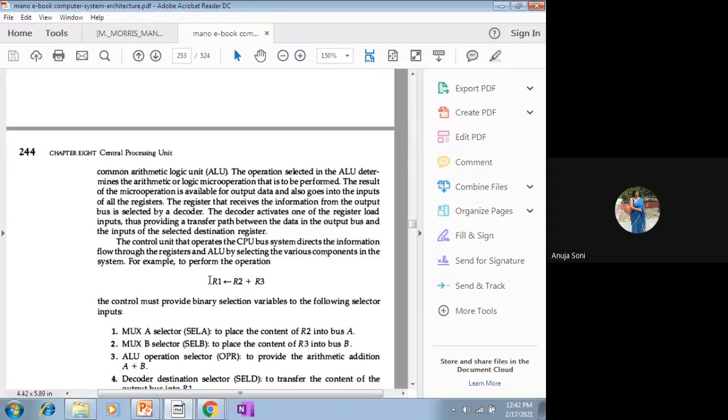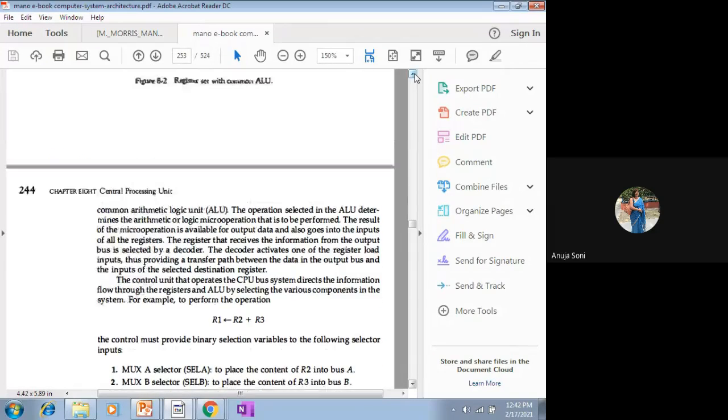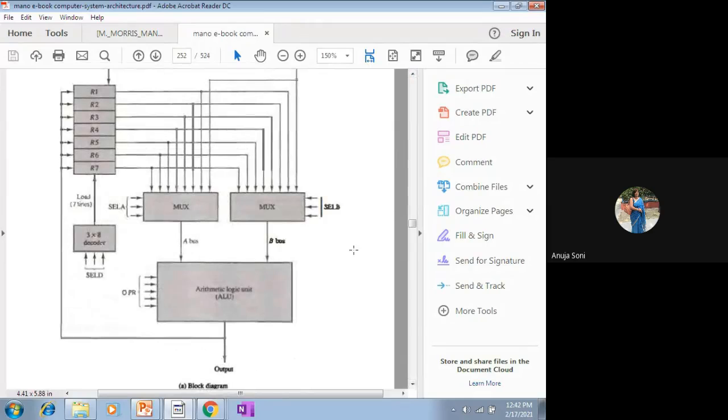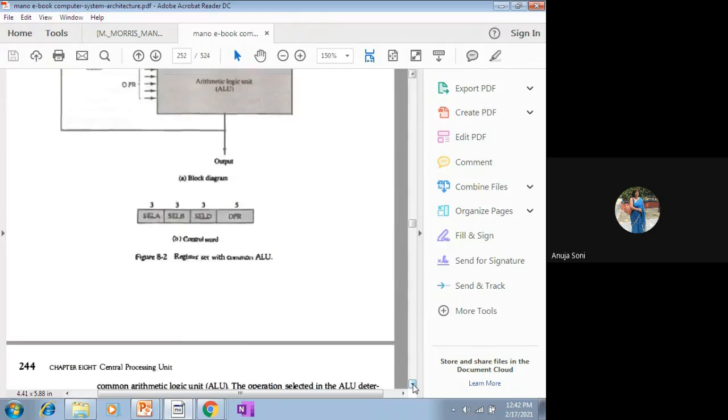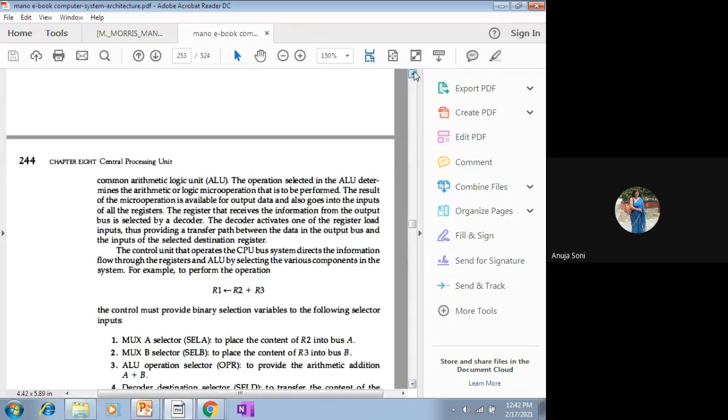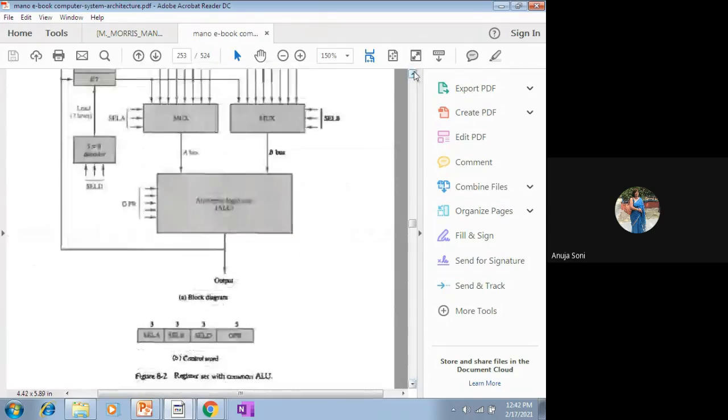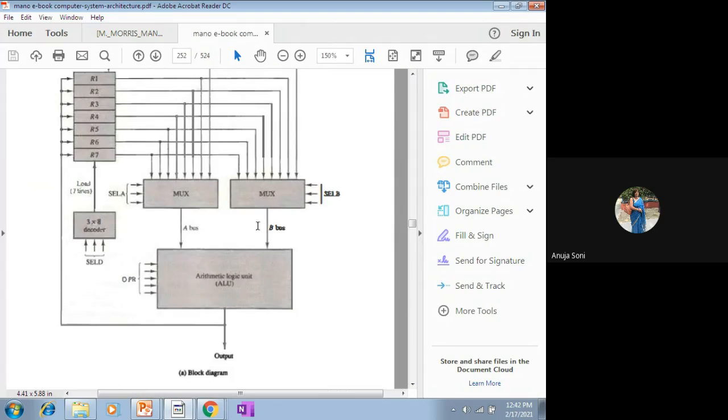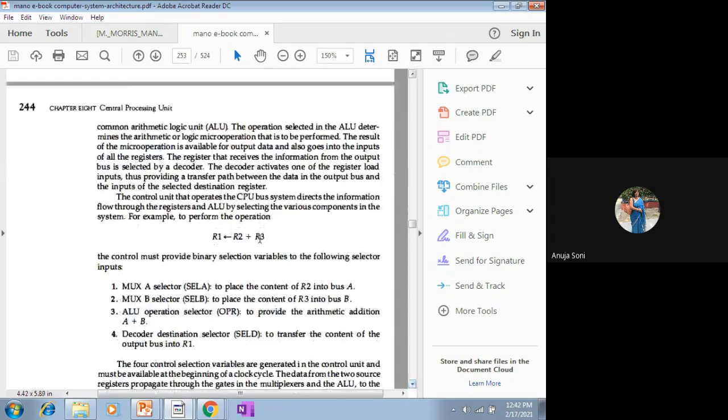How will the CPU internally perform this activity? The content of R2 will be placed on bus A. Then R3 will be chosen by the multiplexer, go through it, and be placed on the B line. Specifically, R3 will be chosen as per the specific value of select B. These two will be added, and ultimately the result will be stored back to R1.